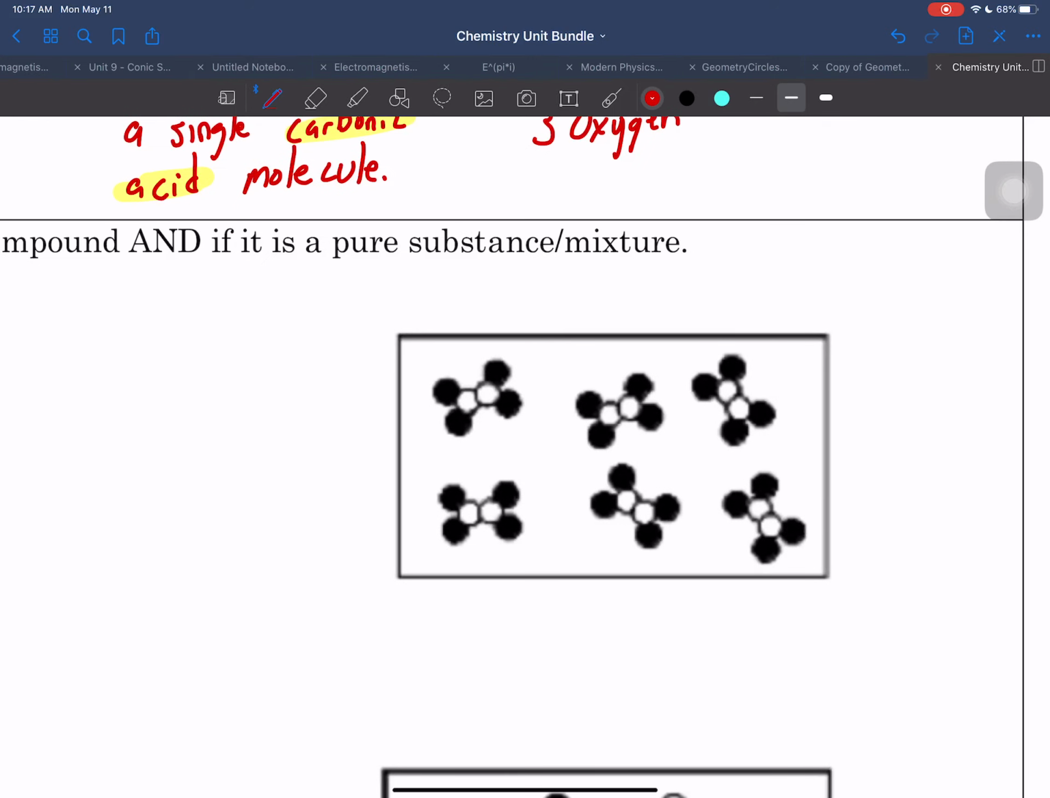So now we look here. Now they're bonded together, and there's multiple colors bonded together. So that's going to make it a compound. But is it a pure substance or mixture? Well, it's still a pure substance, because look at the molecule. There's 6 of them. It's 6 of the same molecule. So it's still a pure substance.